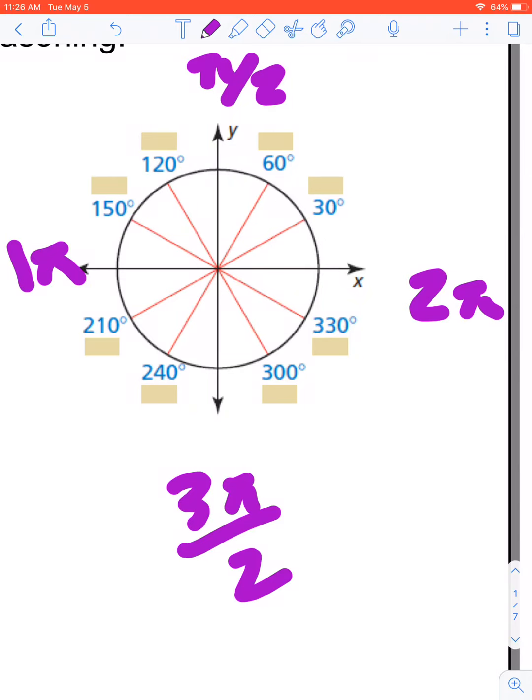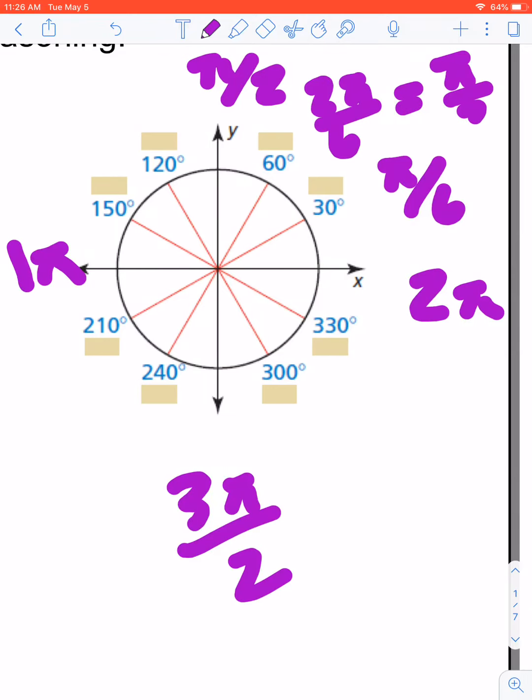So let's talk about it. I have 1/6 pi. This is going to be 2/6 pi, which is going to be 1/3 pi. Okay, so we got 1/6, 2/6, 3/6, which we know is pi over 2, 4/6, which we know is 2 pi over 3. We're reducing these down.